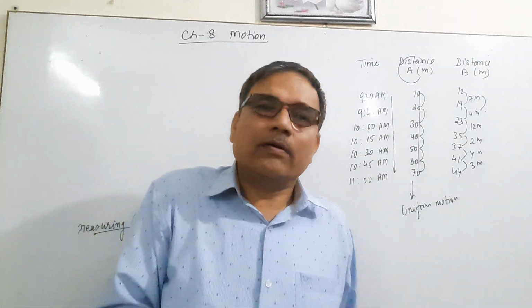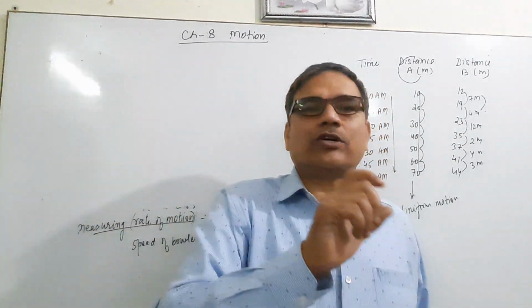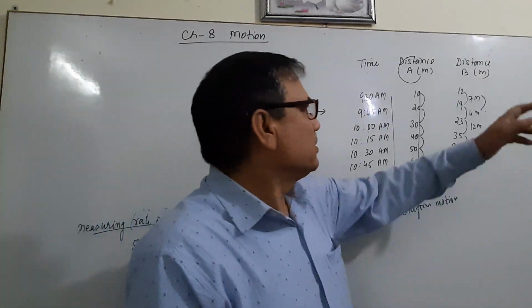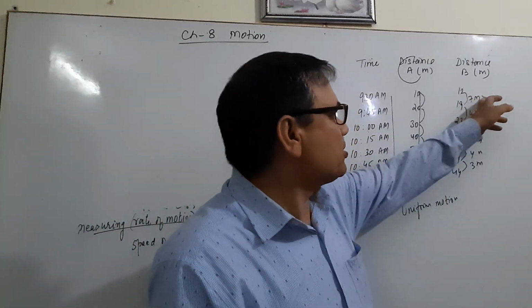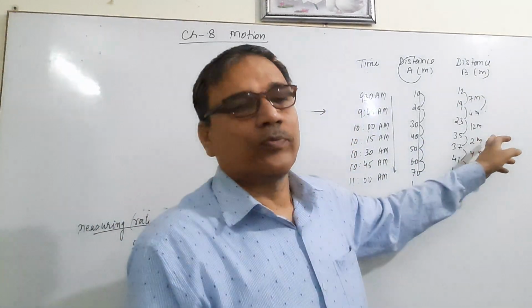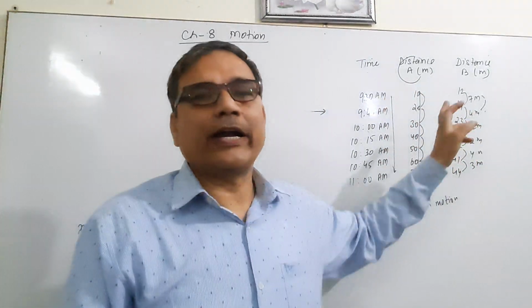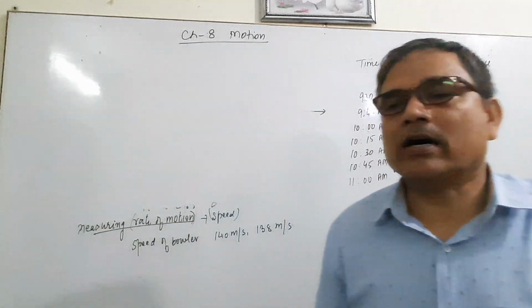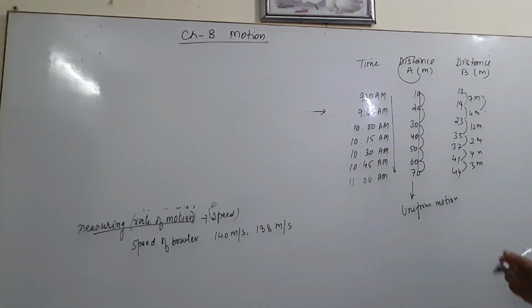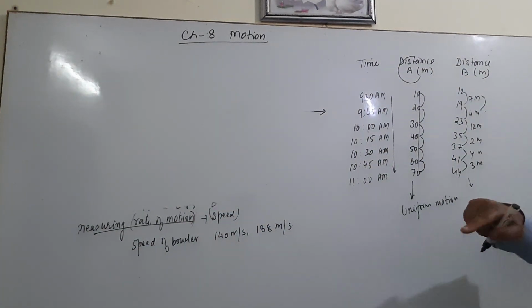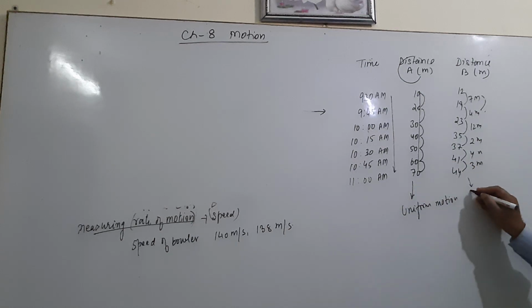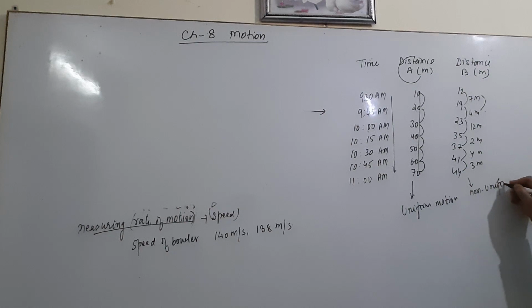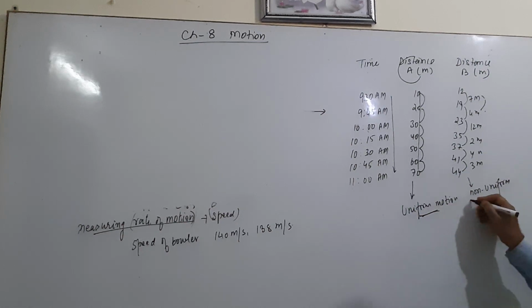So that means B is an object which covers unequal distance. Distance is not the same in equal intervals of time. That means the motion of B is non-uniform and the graph between distance and time is not straight. It will be a curved path. It is non-uniform motion. One is a straight slope and the other is a curved path.